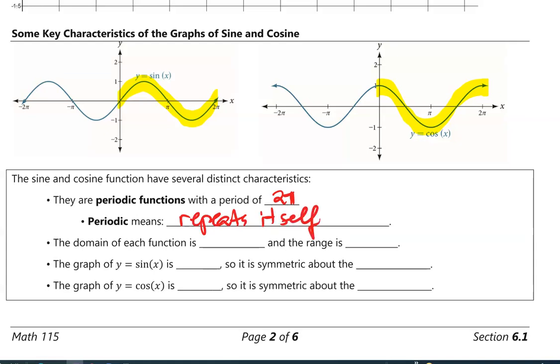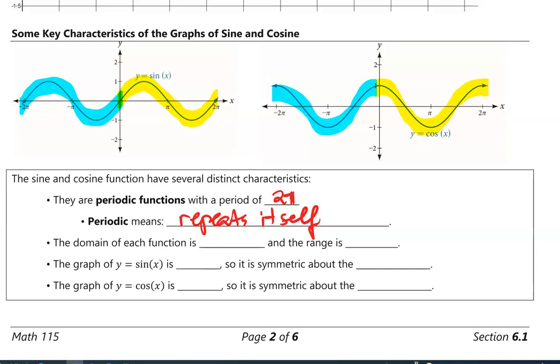That's why, look at this. This is from 0 to 2 pi. This is the graph. Here also, from 0 to negative 2 pi, is exactly the same thing. Same thing here. That's a graph of one period of cosine, and this is sine.